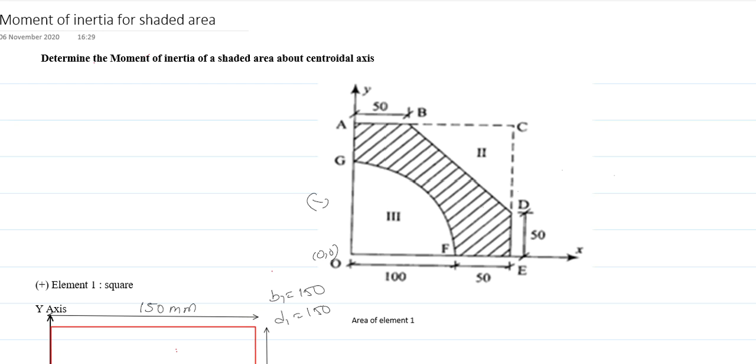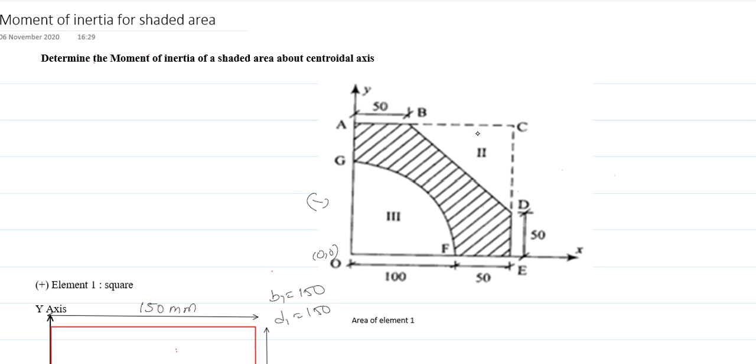Welcome back everyone. Today we are going to discuss moment of inertia for a shaded area. So I'm going to take an example shown in the figure. You can see in this figure, ABCD is nothing but... AOEC is nothing but a square. In the square we are going to cut the parts, the triangle and the quarter circle, as shown in the figure.